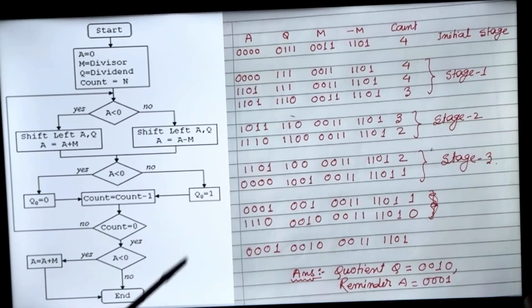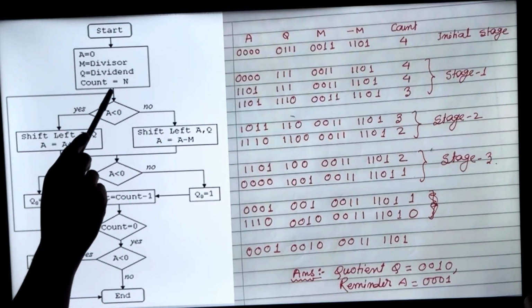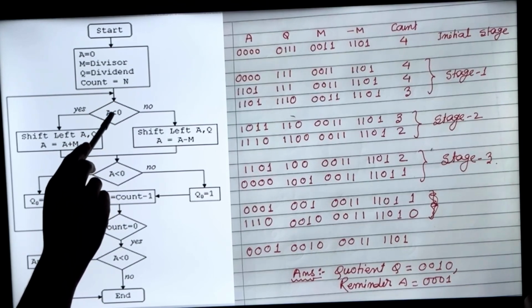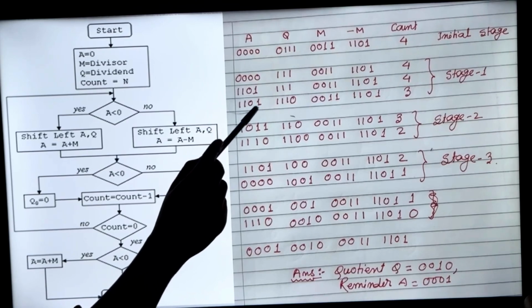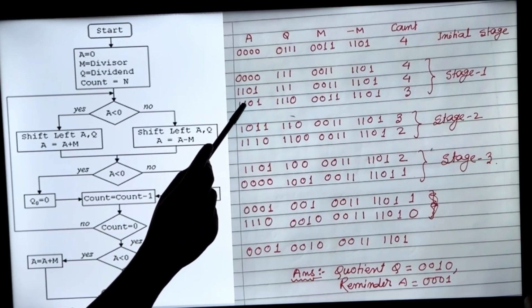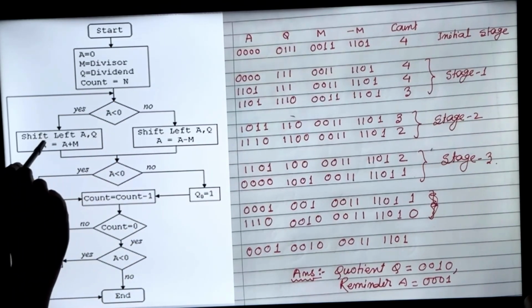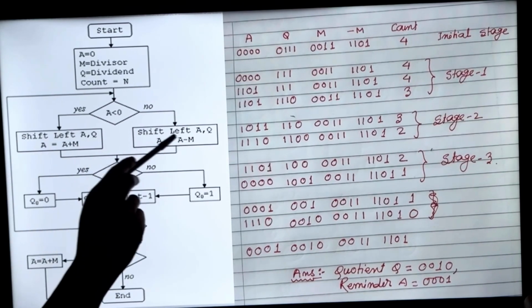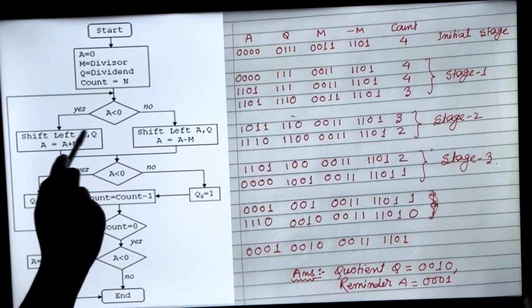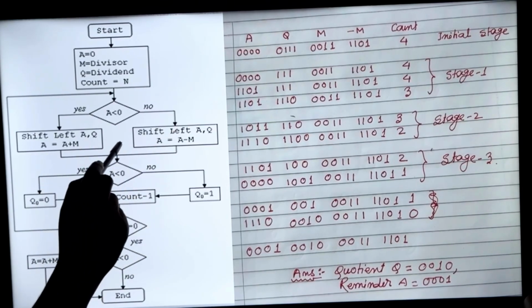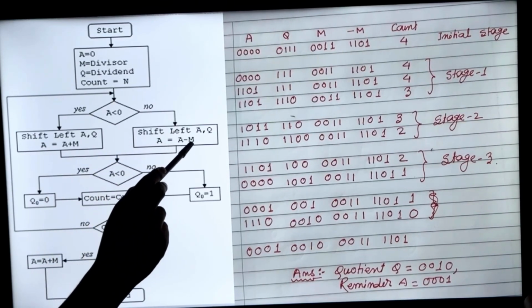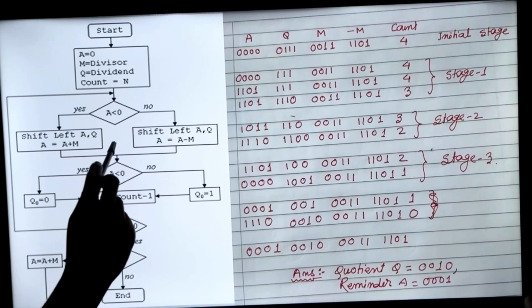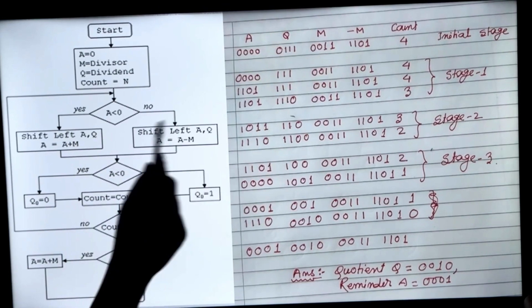So stage 1 is done. In stage 2, what will I check? Immediately I'll check whether my A is negative or positive. What is my A? 1101, which is negative, right? If it is negative, I'll come this side, and what I'll do is shift left AQ. Shift left AQ is common for both sides. So no matter what, you have to do shift left AQ. Then only the next step is different. Here A equals A minus M, here A equals A plus M. So do the shift left of A and Q.